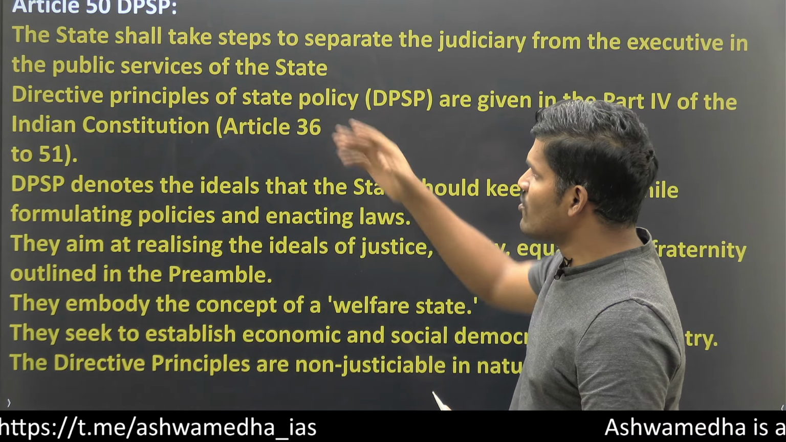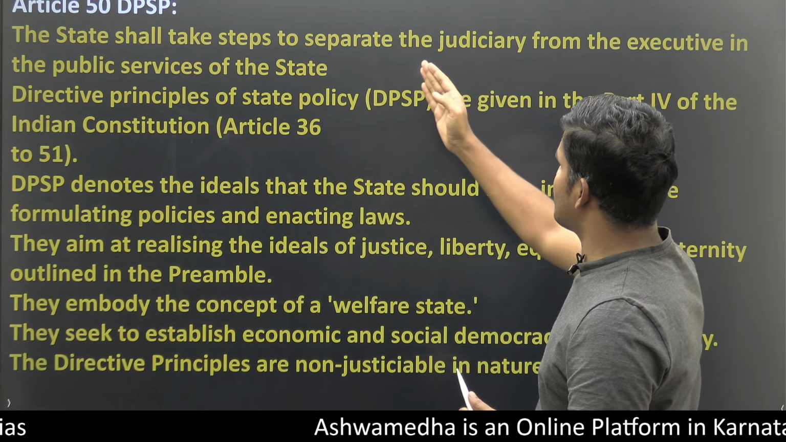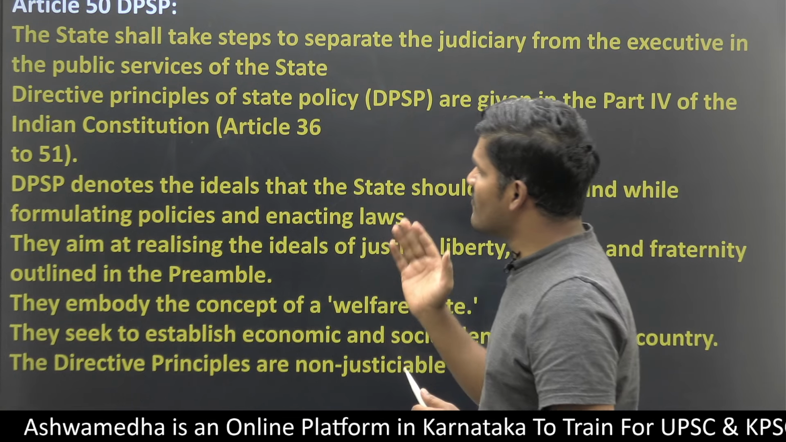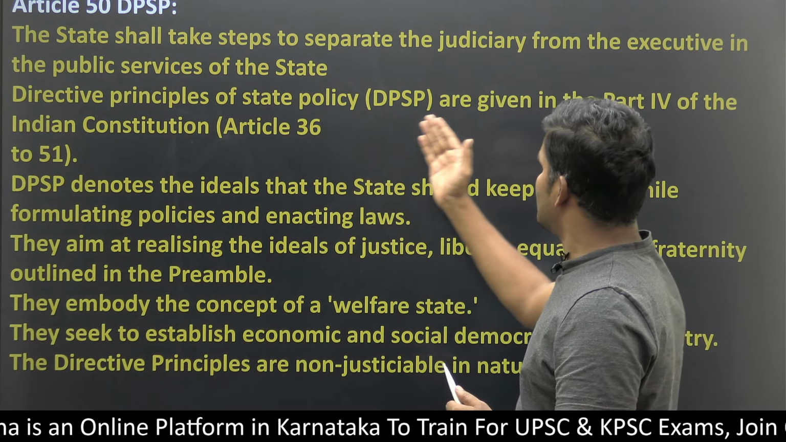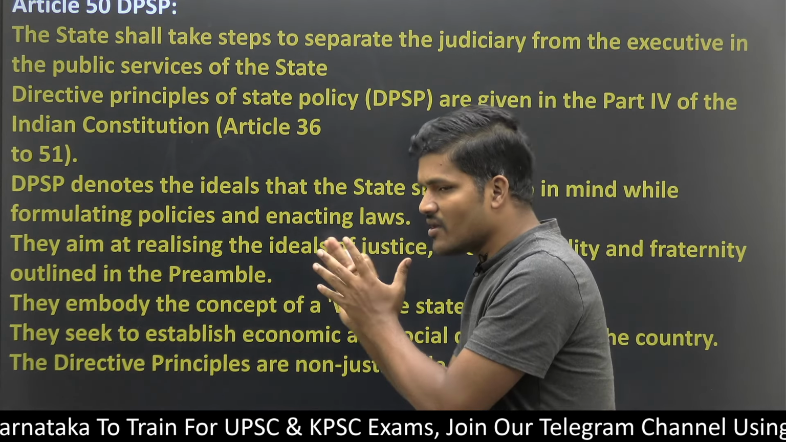So this is all about Article 50 of the DPSP. The state shall take steps to separate the judiciary from the executive in the public service of the state. Directive Principles of State Policy are given in Part 4 of the Constitution. So this is all about the DPSP.